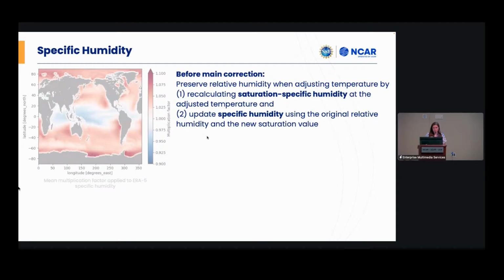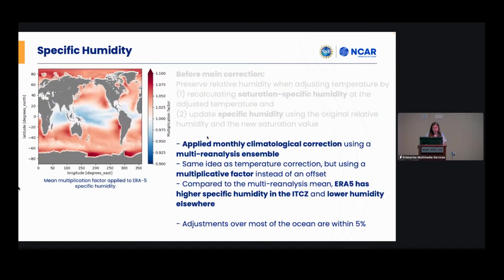So for the specific humidity, before the main correction, first we did some procedure to preserve the relative humidity using the adjusted temperature. After that, we did the adjustment of the specific humidity, and we did a similar thing as we did for the temperature, applying monthly climatological correction using the same multi-reanalysis ensemble. It's the same idea as the temperature correction, but here we used a multiplicative factor instead of the offset. And we see here that compared to the multi-reanalysis mean, ERA5 has higher specific humidity in the tropics and lower humidity elsewhere, and we corrected to account for it.